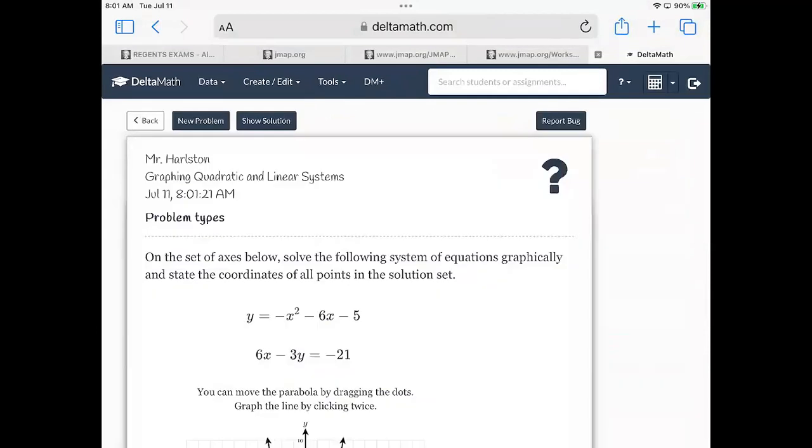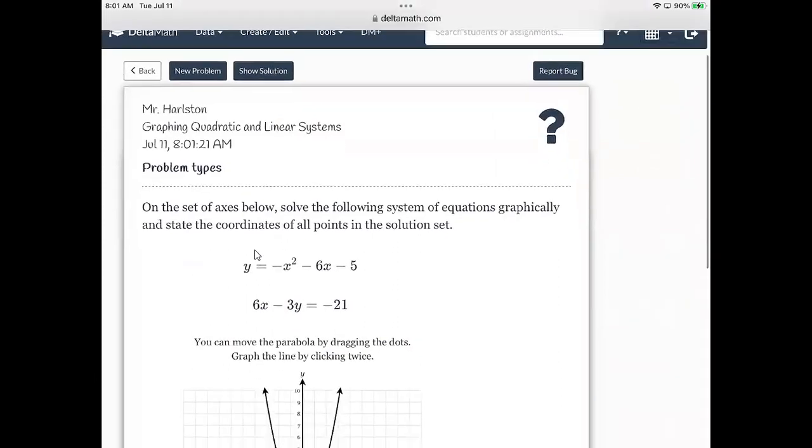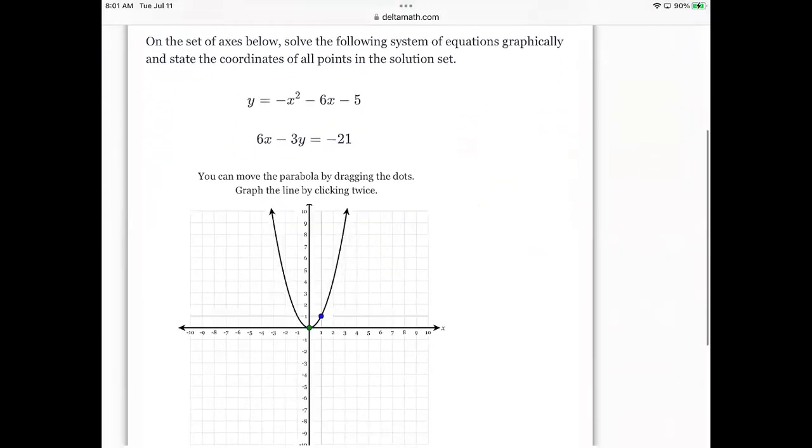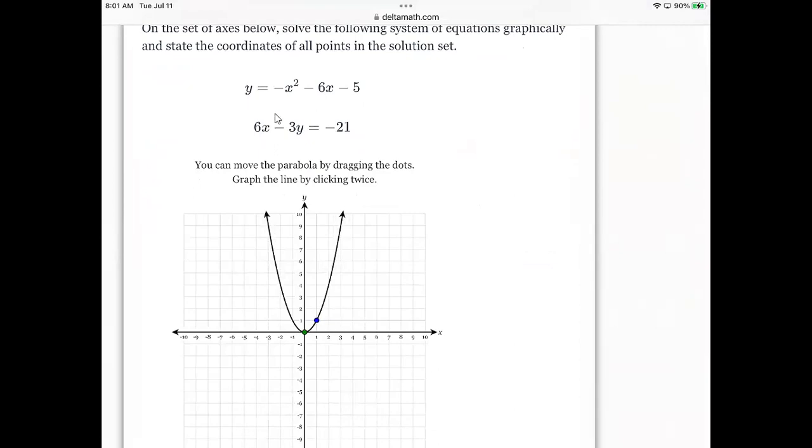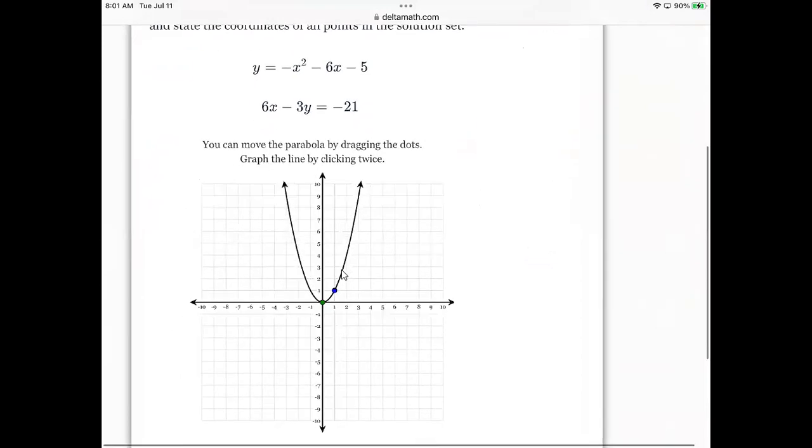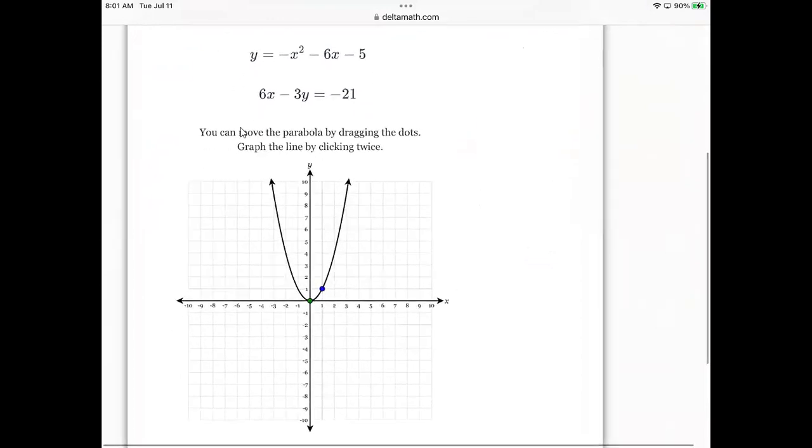Want to look at these. Okay, so this one, they've given us two equations again. One is a quadratic, this one is actually linear. But what we're going to do is graph both of these, and then we're going to find the intersection. So let's go here. The very first thing I'm going to do is I need my calculator. So let's go get that.